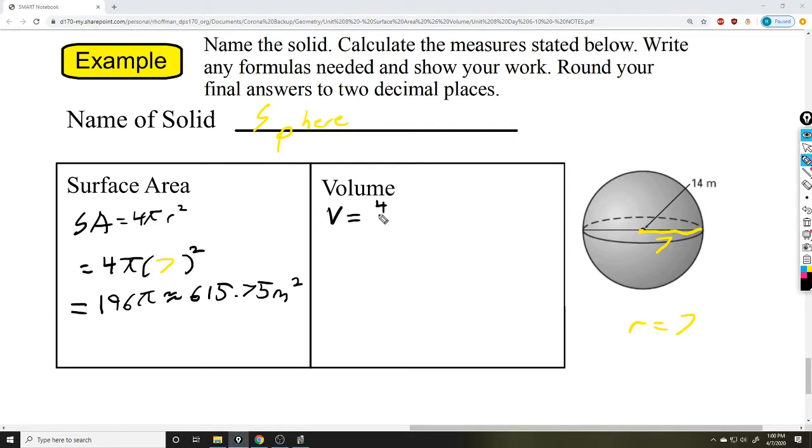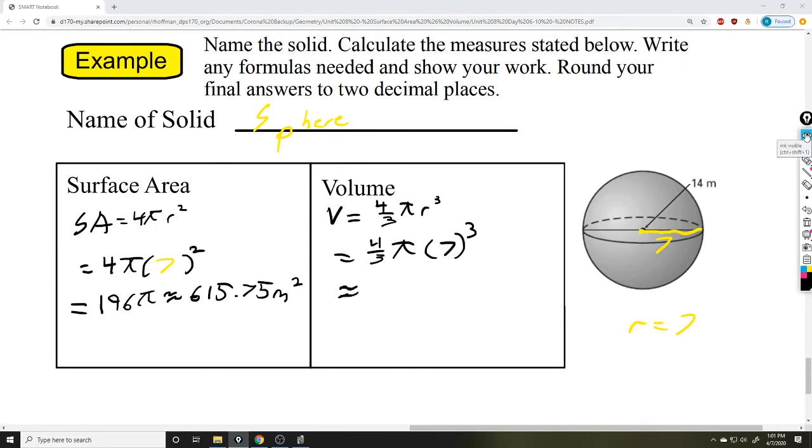Formula for volume is 4/3 pi r cubed. So that equals 4/3 times pi times r is going to be 7 cubed. So I'm actually just going to get the rounded answer out of the calculator.